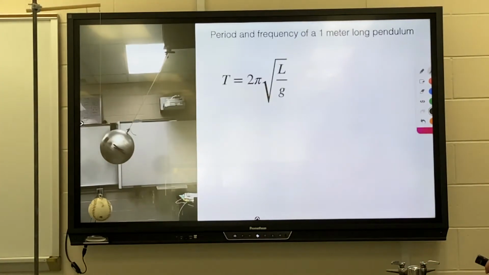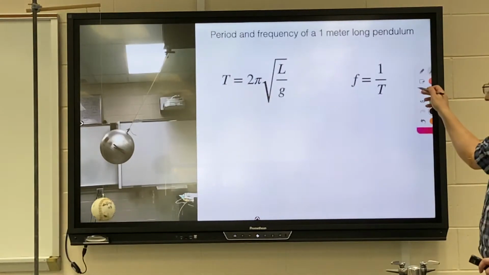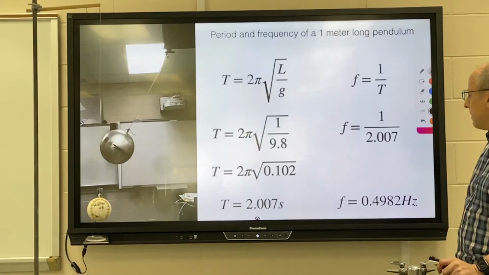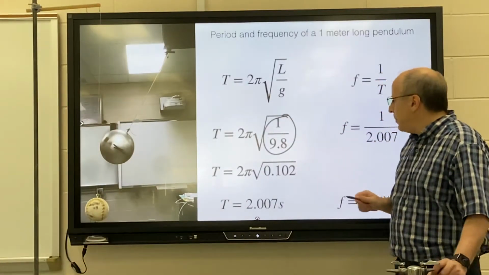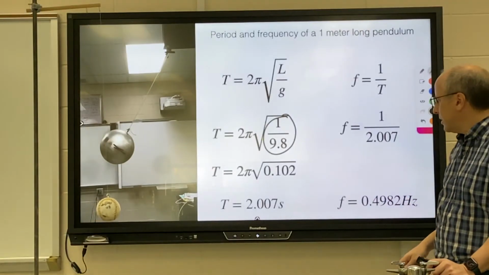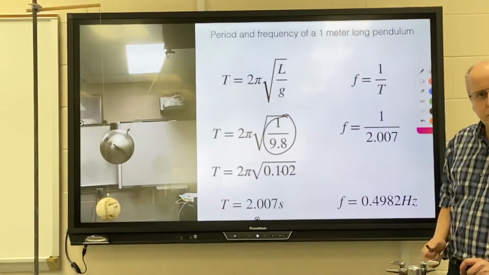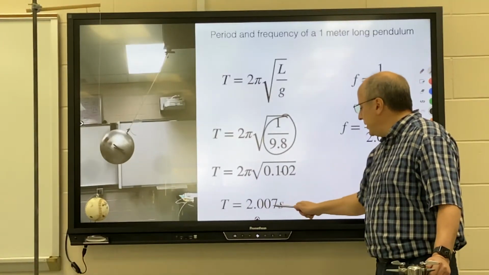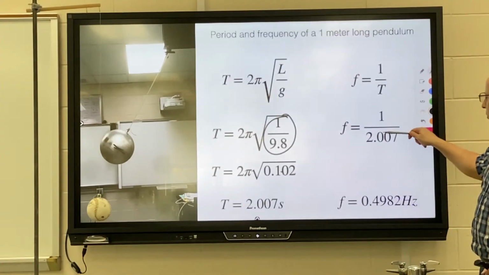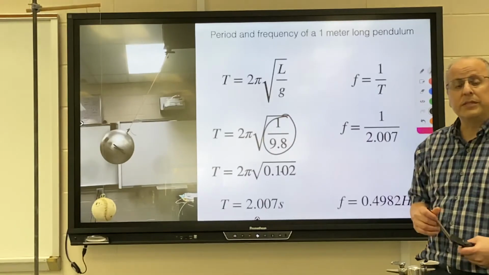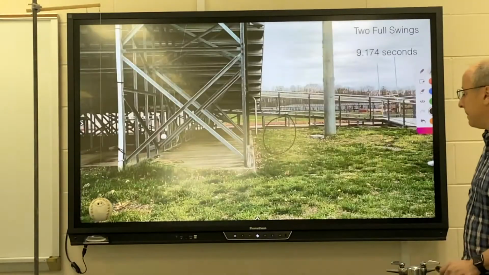Okay, so you start with your formula. Again, if you want to find frequency, once you get period, you do the reciprocal of it. You plug in 1. You evaluate the inside part of the square root first. You then take the square root of that number and multiply it by 2 pi. We get 2 seconds for the period. When we do the reciprocal of that, we get a frequency of around 0.5, about half an oscillation per second.